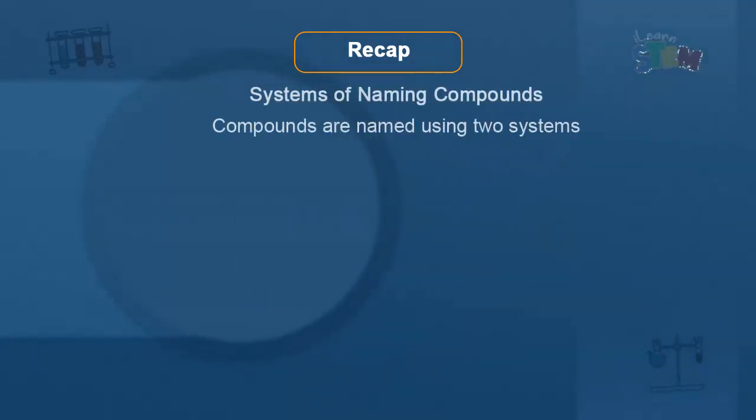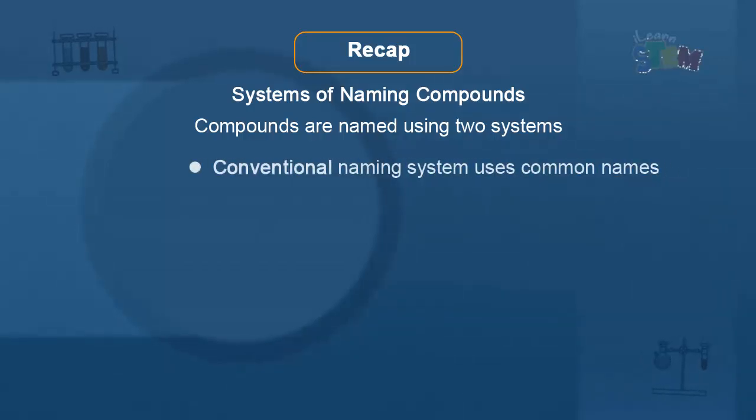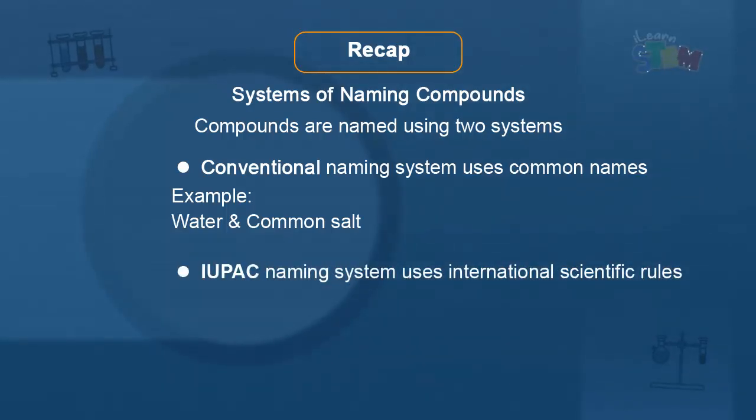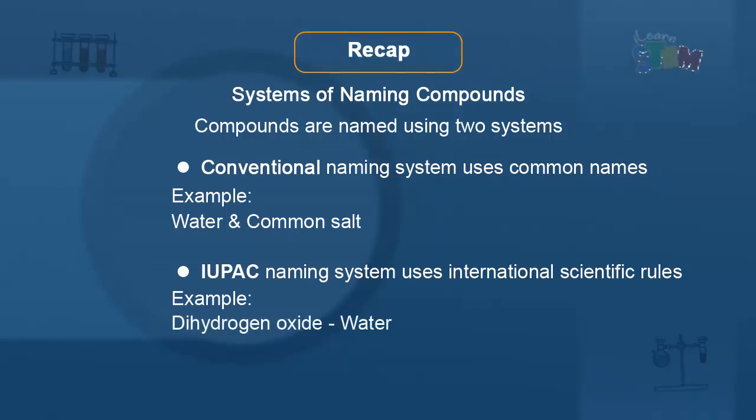We also studied the two systems of naming compounds. The conventional naming system uses common names such as water and common salt, while the IUPAC naming system uses international scientific rules, for example, dihydrogen oxide for water, and sodium chloride for common salt.